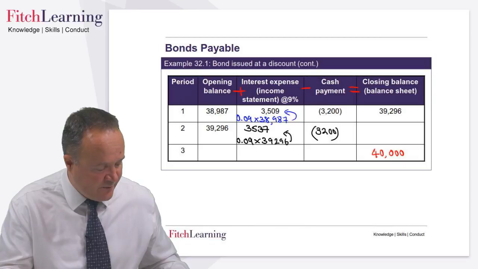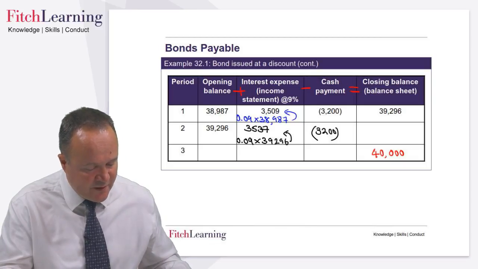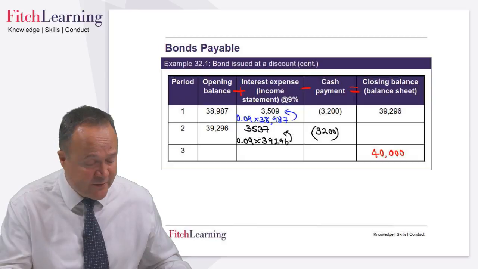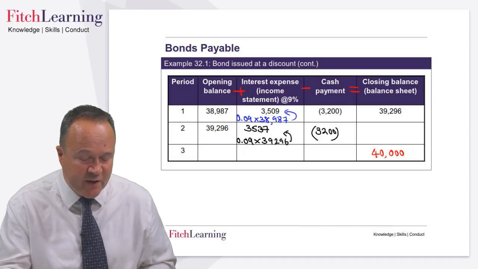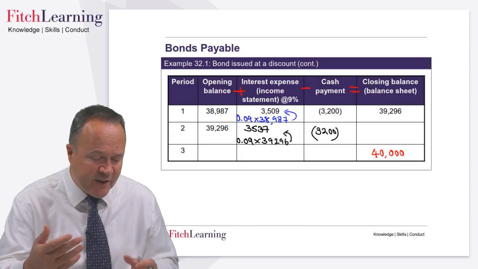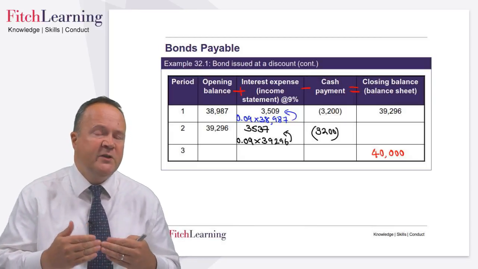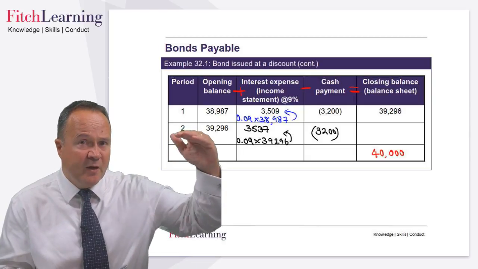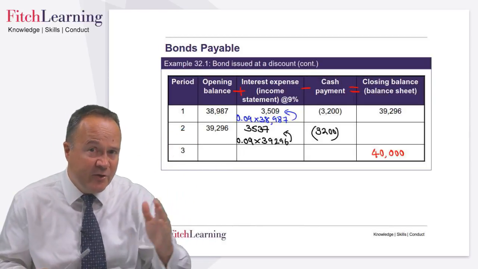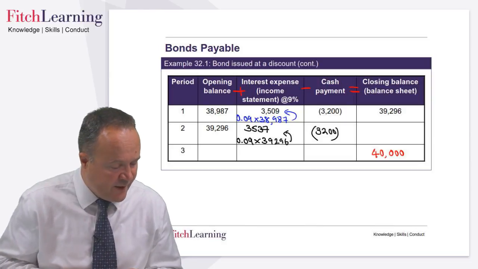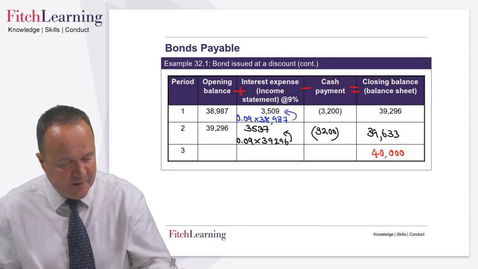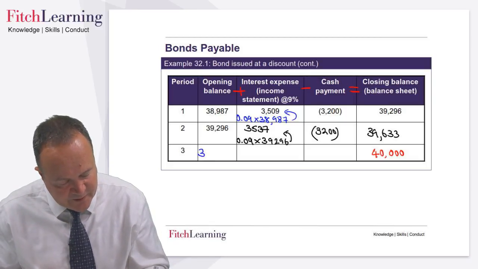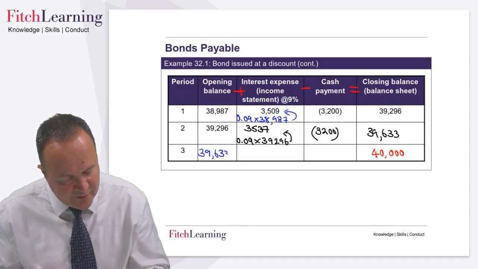Again, we can do our opening liability, 39,296, plus interest, 3,537, minus the payment of 3,200. Again, we're looking for an answer that's slowly increasing. I say increasing, it's moving the liability towards par. Had we started above par, it would be decreasing. But it has to be getting closer to the par value. So I get an answer of 39,633, which seems about right. That then becomes the opening for year 3.